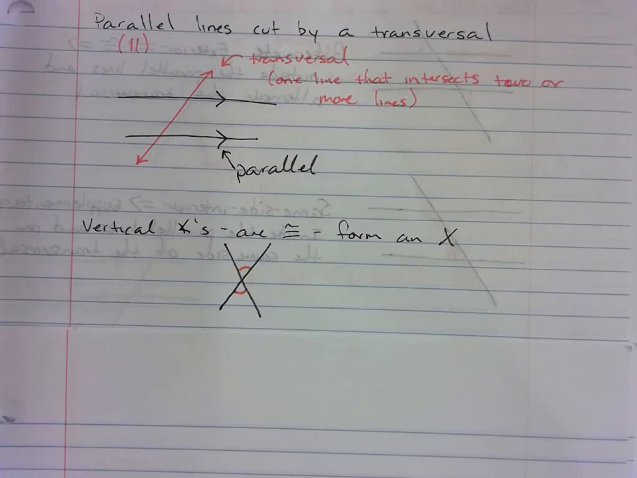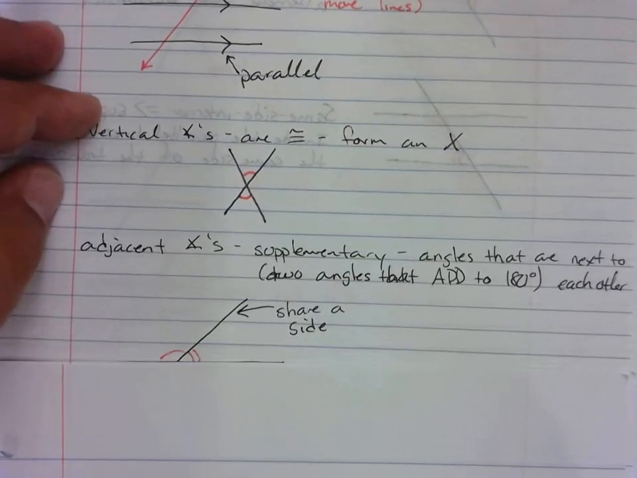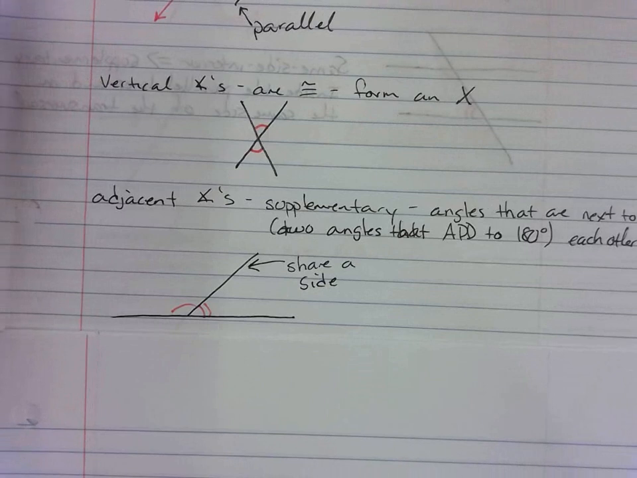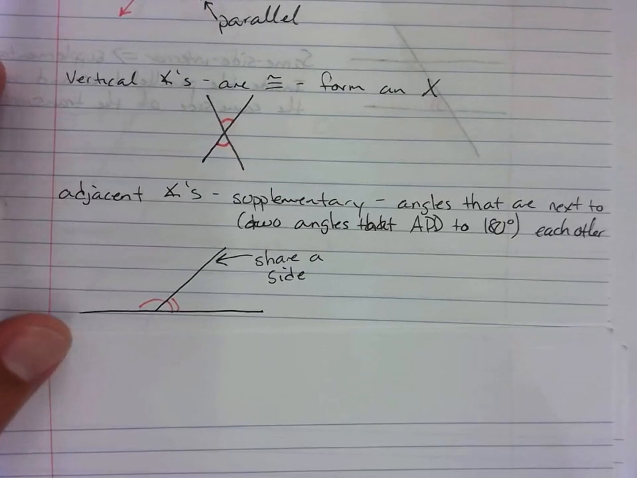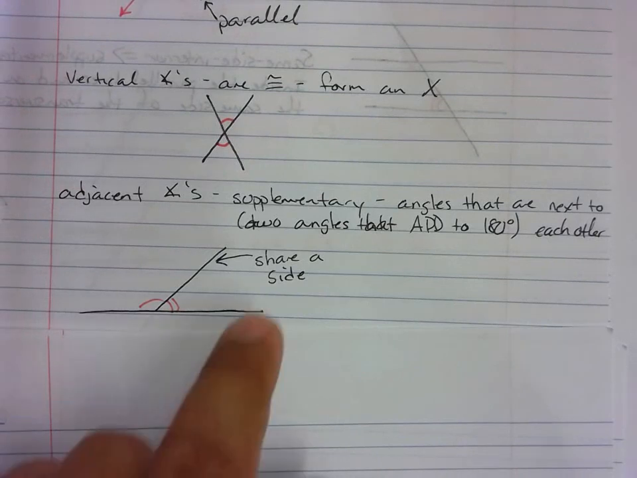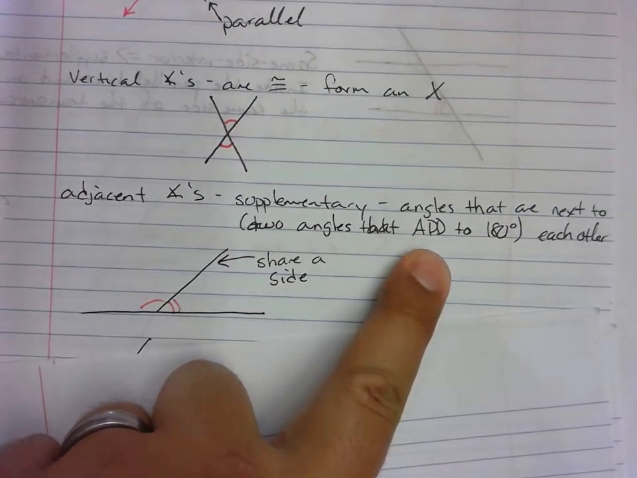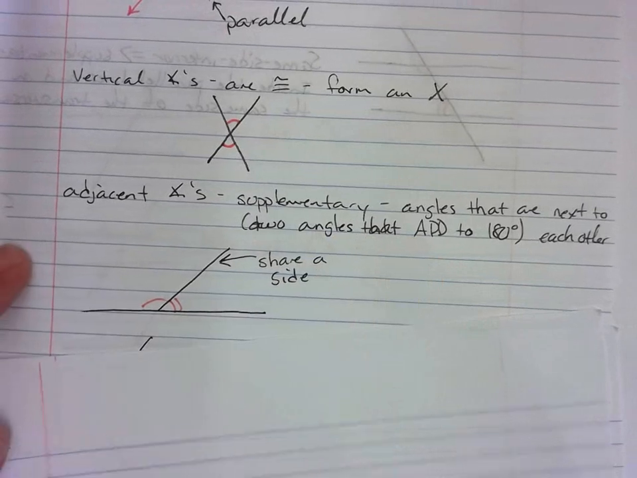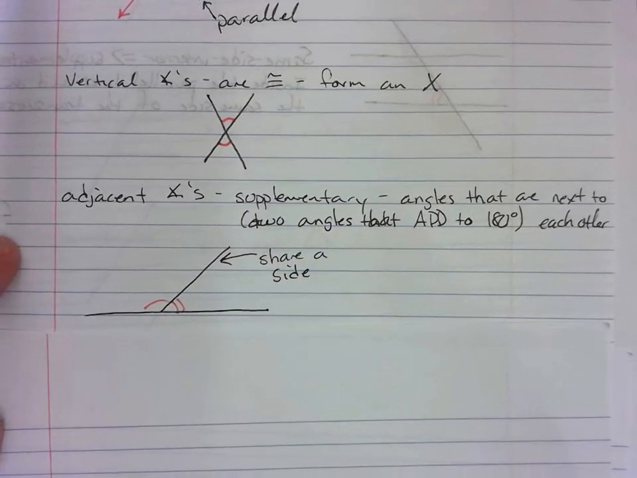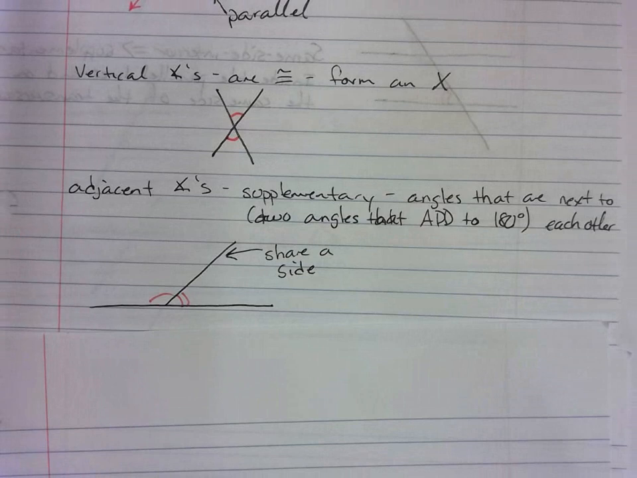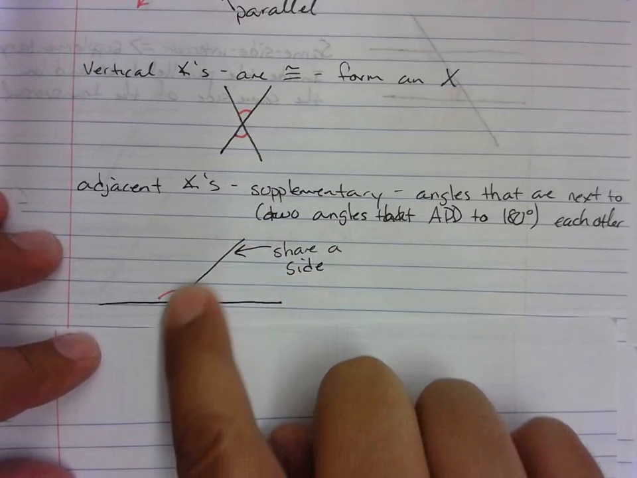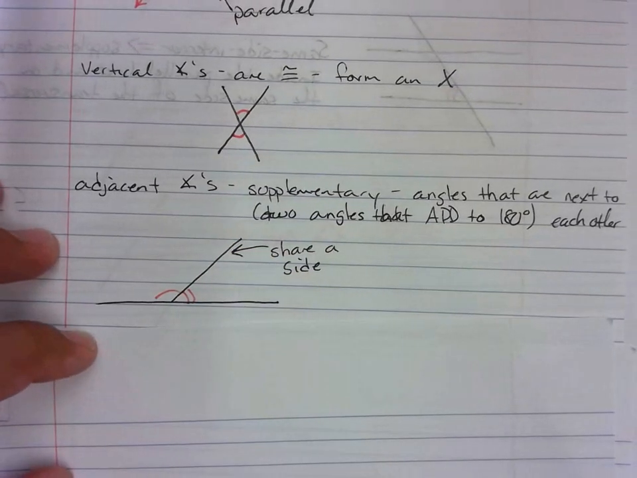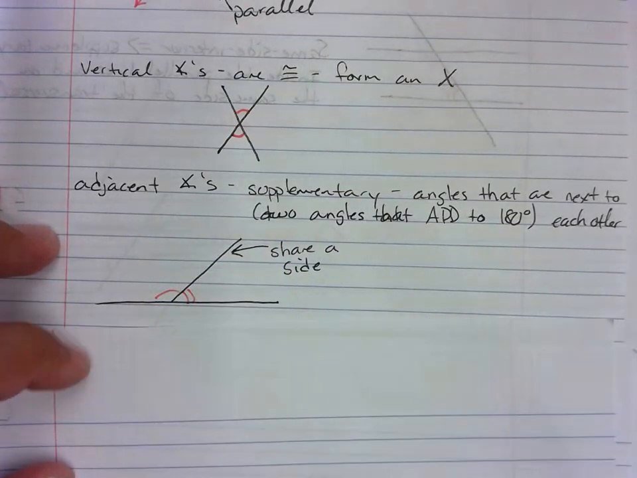All right, next. Adjacent angles. Adjacent angles are supplementary. They are next to each other. Supplementary are two angles that add to 180 degrees. That's what supplementary means. Adjacent angles in the picture have to share a side. They have to touch each other, which means they share a side.